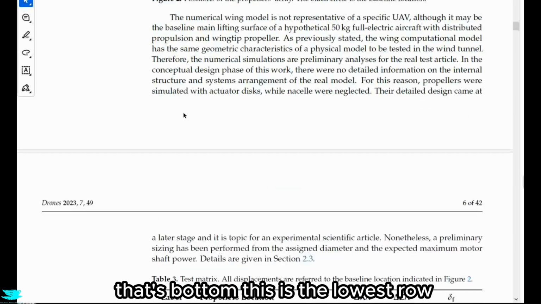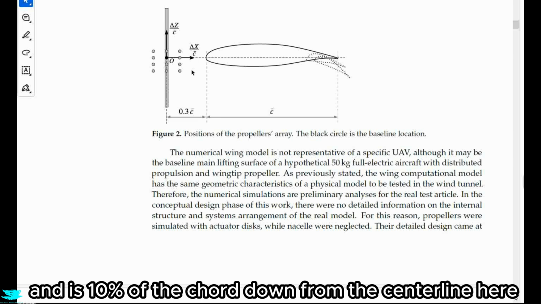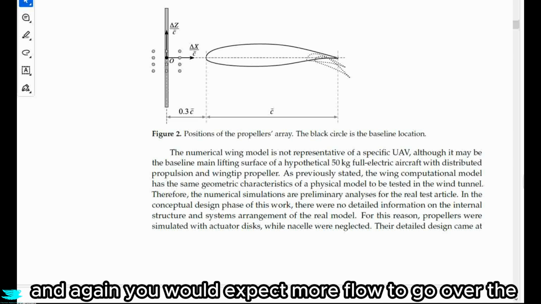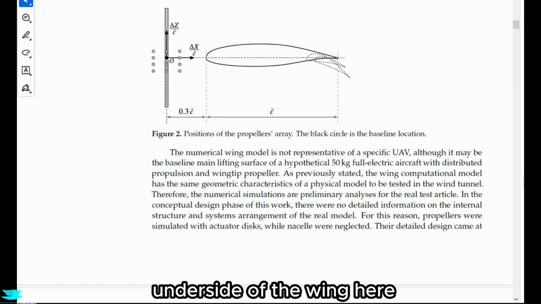And then there's also the B, which means bottom. So B here, that's bottom, so this is the lowest row, and this is 10% of the chord down from this center line here. And again, you would expect more flow to go over the underside of the wing here.